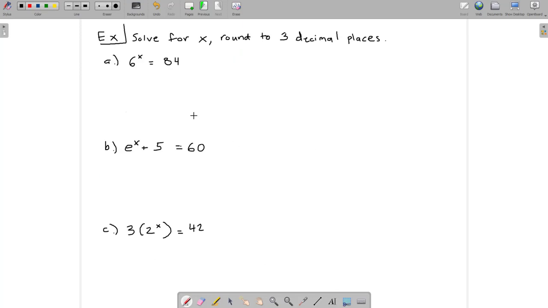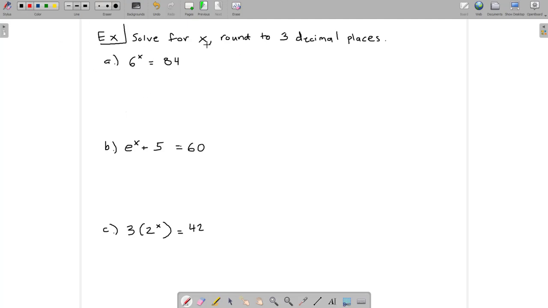Alrighty, so I looked through the rest of the chapter, and it's actually just a lot of examples of solving these exponential and logarithmic equations. So the video will just continue to do examples, and they'll get progressively harder throughout the video. So let's go ahead and take a look at this one. Solve for x and round to 3 decimal places. So we have 6 to the x equals 84.